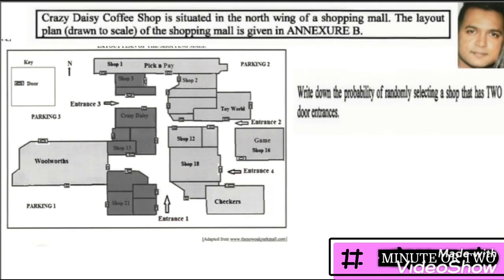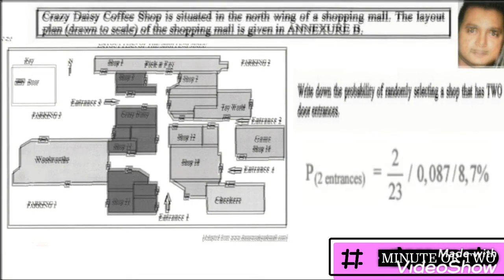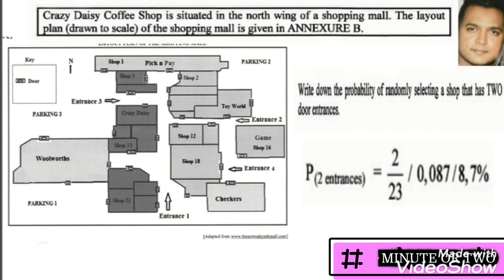Write down the probability of randomly selecting a shop that has 2 door entrances. There are only 2 shops that have 2 doors, that is shop 1 and Toy World. Woolworths has 3 doors, so we don't take that into consideration, so our answer will be 2/23.